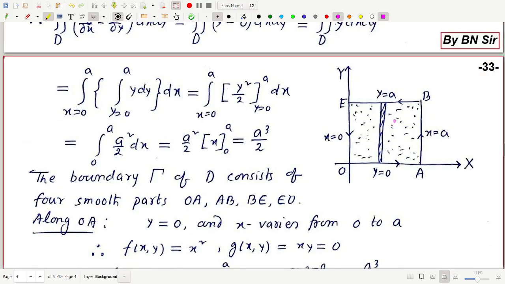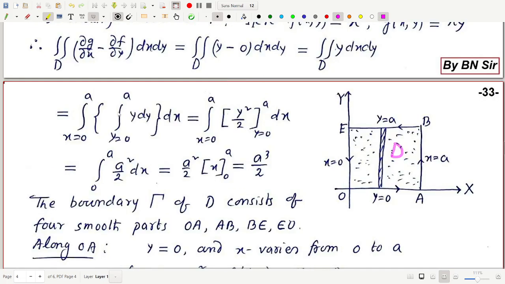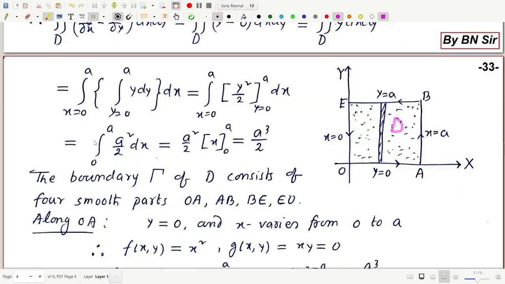Region D is bounded by the square. So here y varies from 0 to a, x also varies from 0 to a, obviously. So the limit for y is 0 to a, the limit for x is 0 to a. The double integral is expressed as a repeated integral, and integrating with respect to y we get y square by 2, from 0 to a, half is there. So if we put a, it means a square by 2 minus 0.